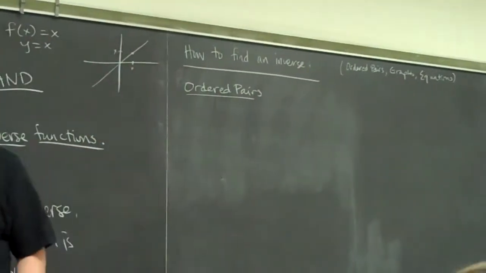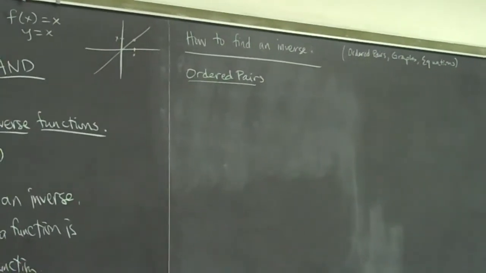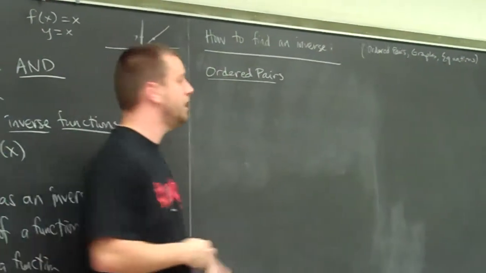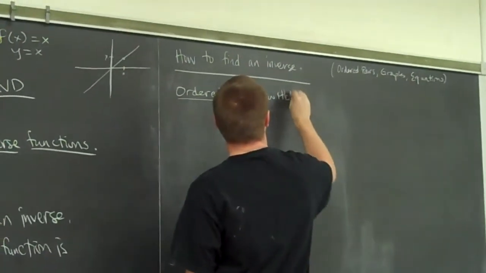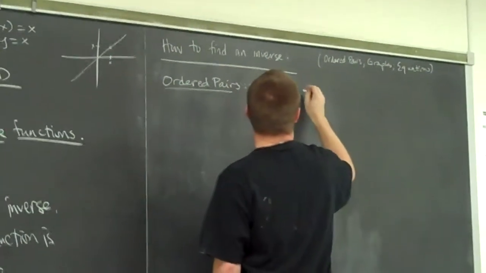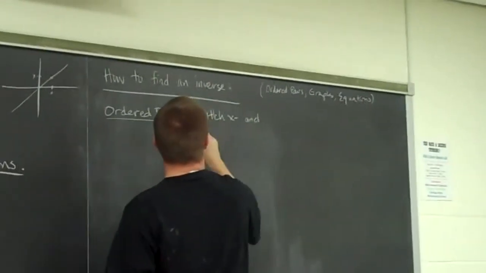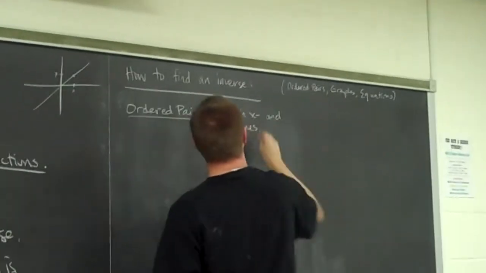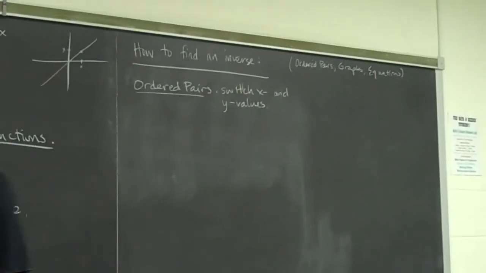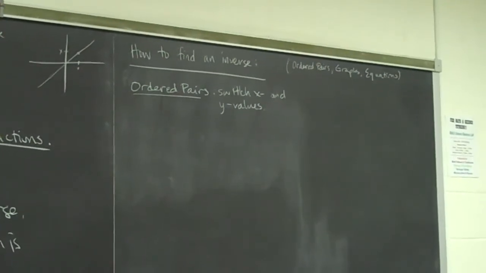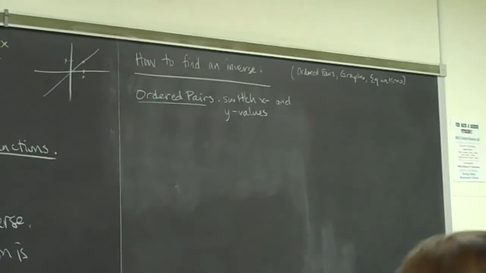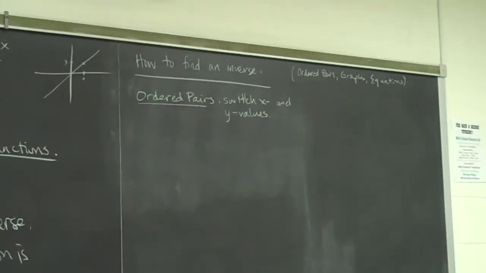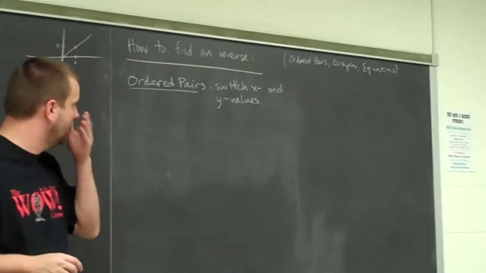Okay. If your function is simply a set of ordered pairs, then its inverse is what you get when you switch x and y values. And that's it. That's all you gotta do. Do y'all know how to switch two things? Then you know how to find the inverse of a function if it's just a set of ordered pairs. Okay? So let's come up with a function.